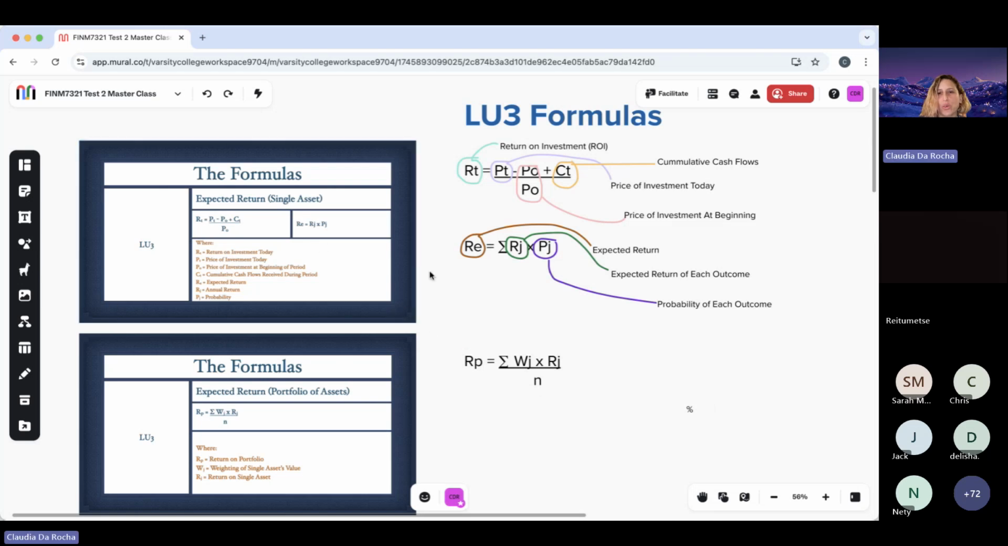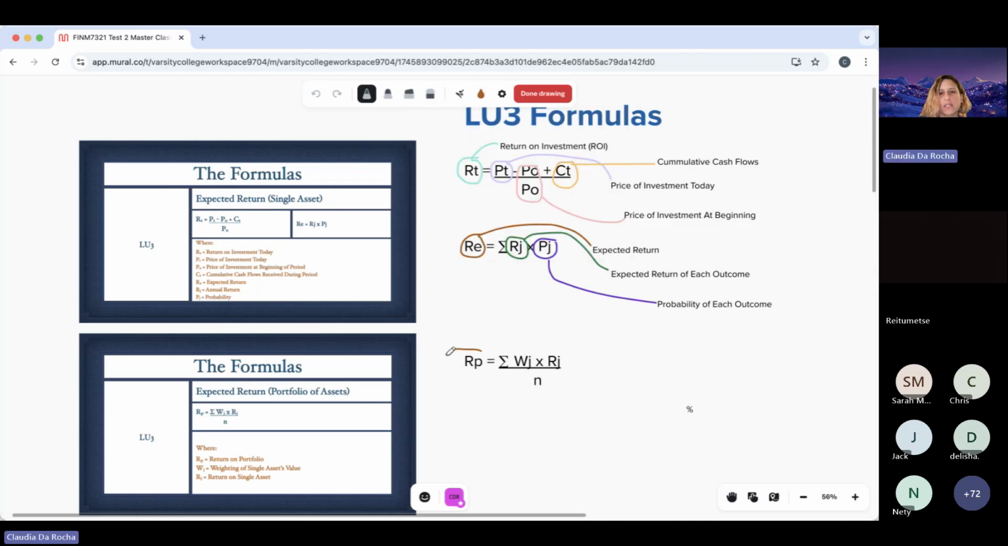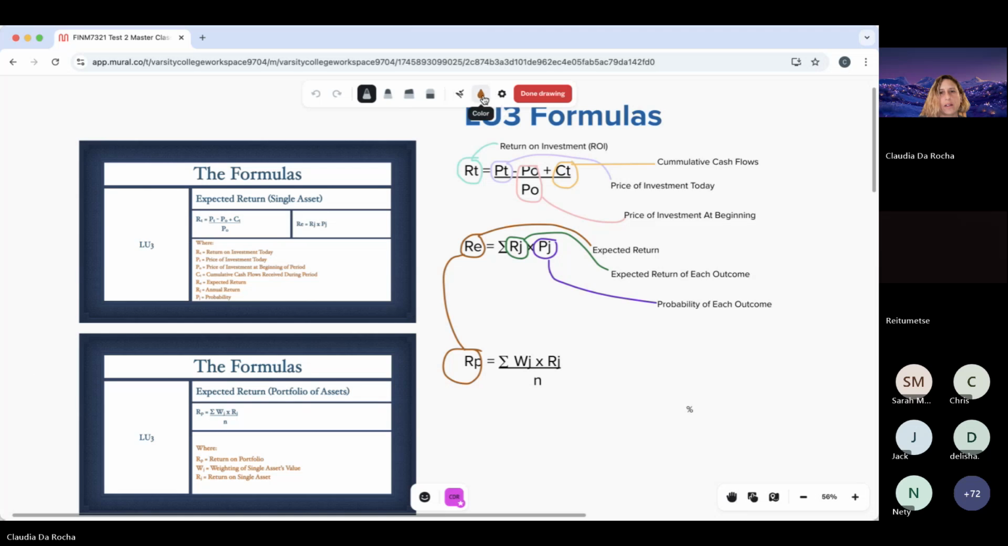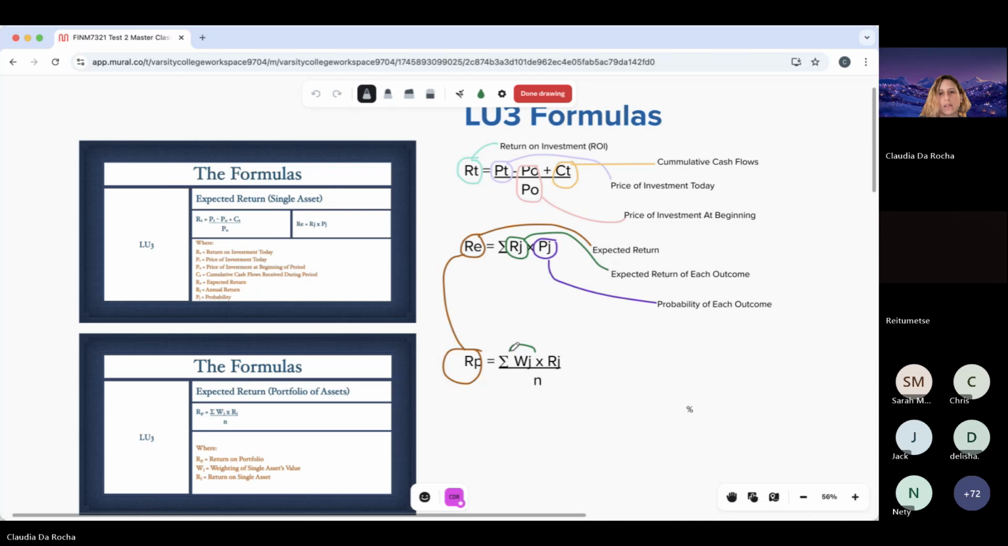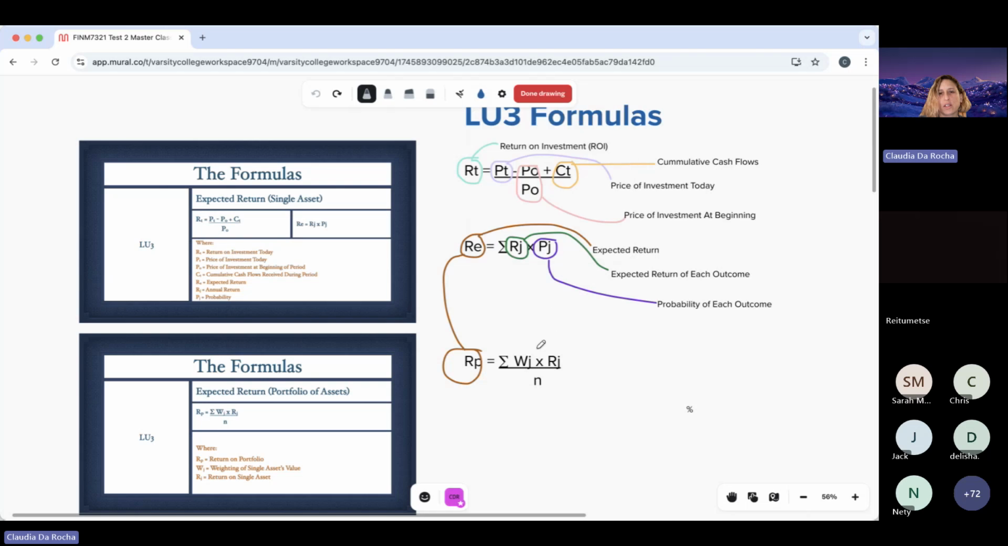Okay, so to go through what everything is. Okay, so this again is your expected return, so it's the same as that. You then have your weighting. So I'll explain the weighting. Maybe I'll use a different color because I've already used that one. Let's do this guy.